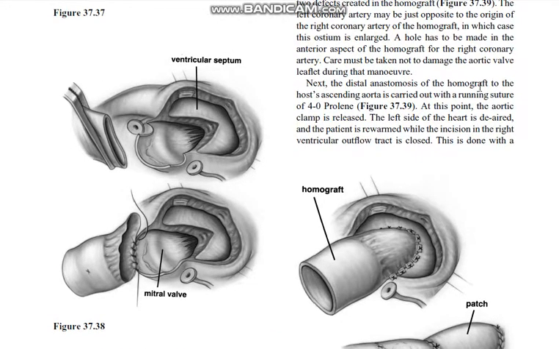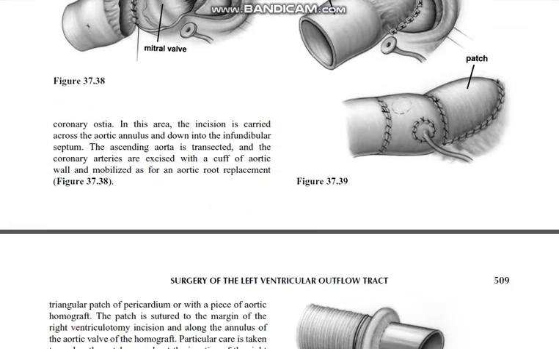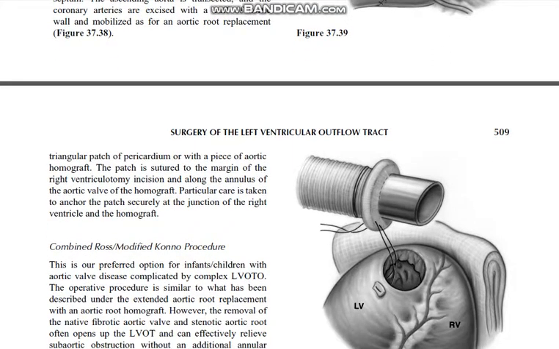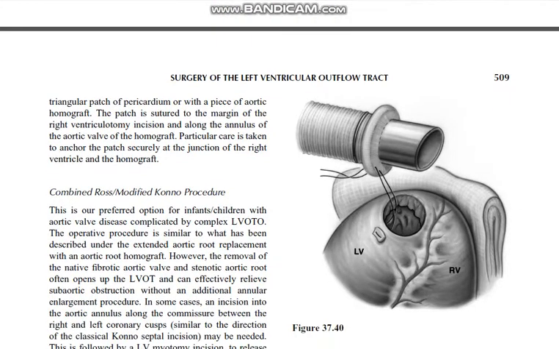Next, the distal anastomosis of the homograft to the host's ascending aorta is carried out with a running suture of 4-0 Prolene. At this point, the aortic clamp is released, the left side of the heart is deaerated, and the patient is rewarmed while the incision of the right ventricular outflow tract is closed. This is done with a triangular patch of pericardium or with a piece of aortic homograft.